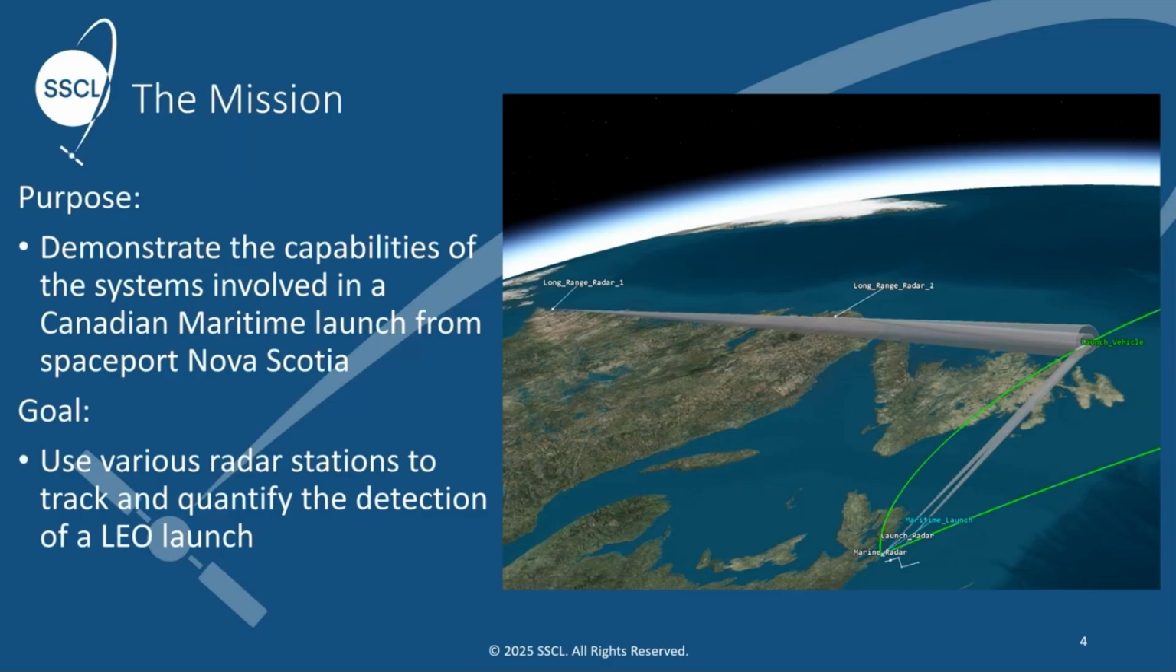The mission being modeled is tracking a low Earth orbit, LEO, launch insertion from Spaceport, Nova Scotia. The goal is to assess how various vehicle trajectories and radar configurations affect tracking and detection metrics.